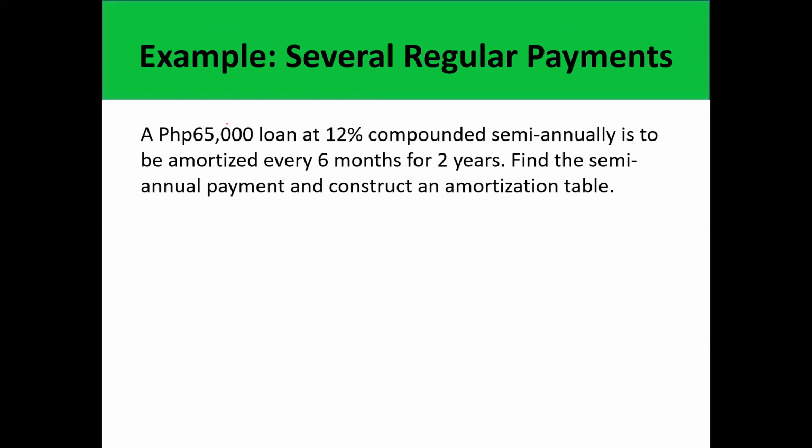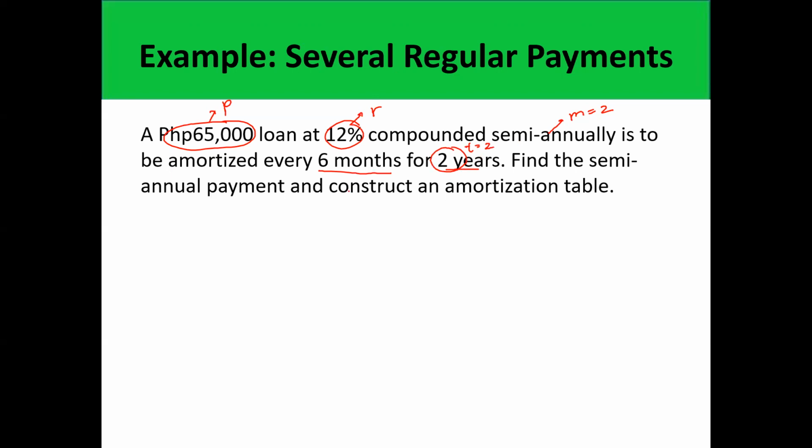Suppose that you applied for a 65,000 pesos loan at 12% compounded semi-annually, and this is to be amortized every 6 months for 2 years. Now let us find the semi-annual payment and construct an amortization table. So this 65,000 pesos loan, this is the present value of the annuity. This is to be paid for 2 years, every 6 months for 2 years. And then the 12% here is r. And since it's semi-annually, that means n is equal to 2. And then the term of investment is t equals 2.